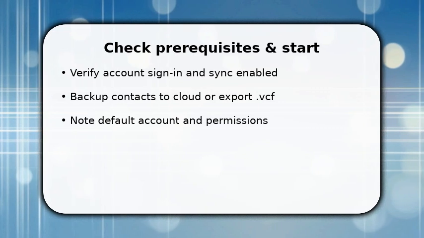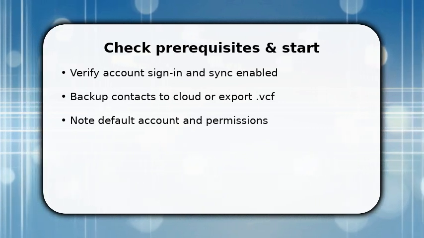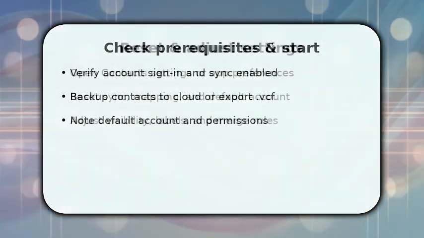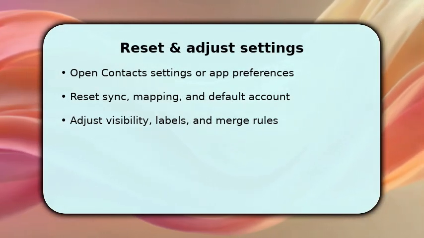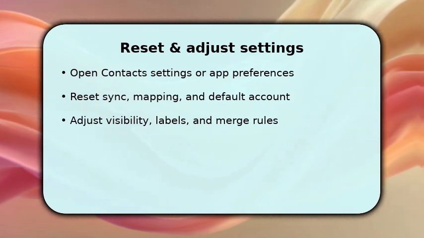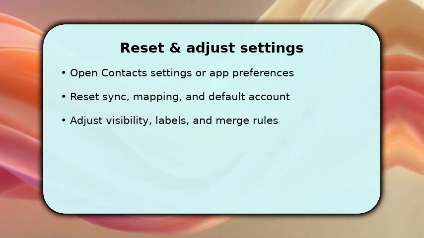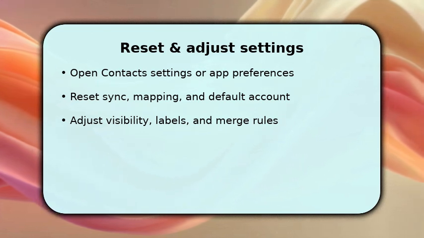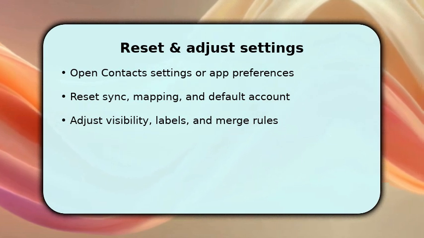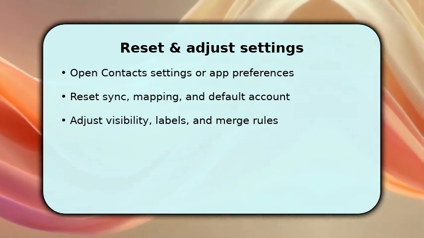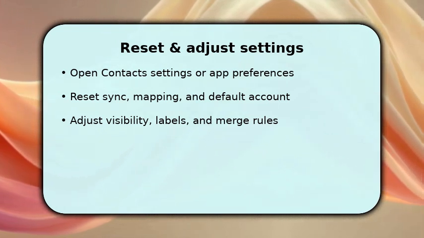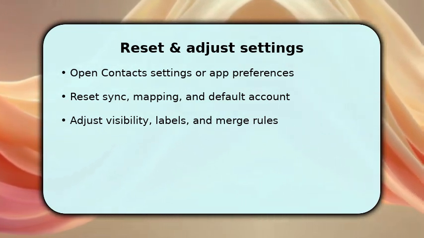Follow the next steps to change settings safely and deliberately. You navigate into contact settings or the app's preferences and locate sync and account options. Once there, reset sync by toggling it off then on to force a refresh and explicitly set the desired default account for new contacts. Make mapping and visibility changes, show or hide specific accounts, adjust labels, and update merge rules to resolve duplicates. These detailed steps reconcile where contacts live and how they're displayed.